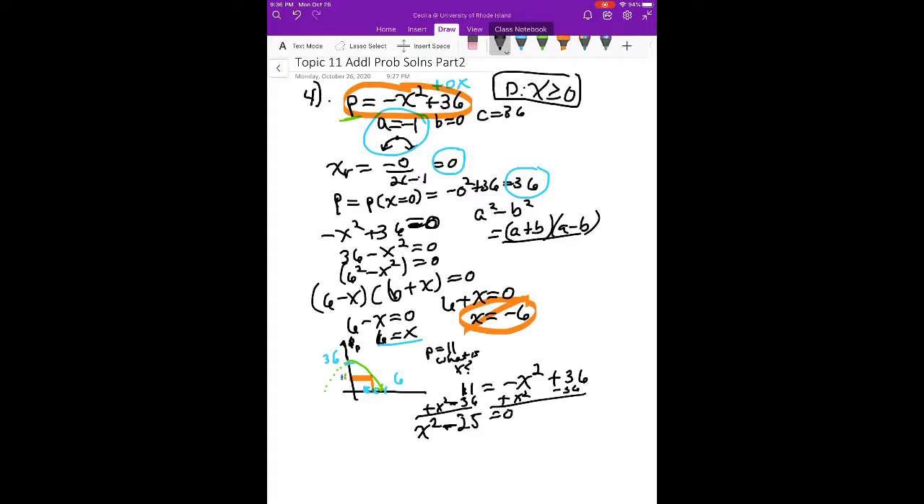And if we want to solve x squared minus 25 equal to 0, we get that that's x minus 5 times x plus 5 equals 0, so x equals 5, or x equals negative 5. But remember, we can't have x be negative. It's not in our domain. Our domain is that x is greater than or equal to 0. So the only possible answer is x equals 5. So when our price is $11, our quantity demanded is going to be 5. And that's the end of problem 4.